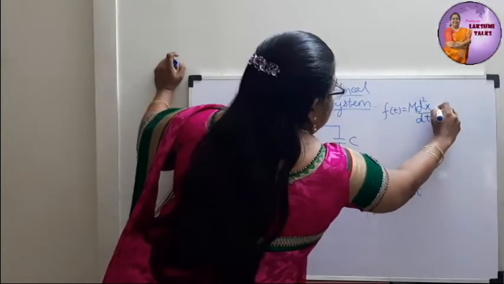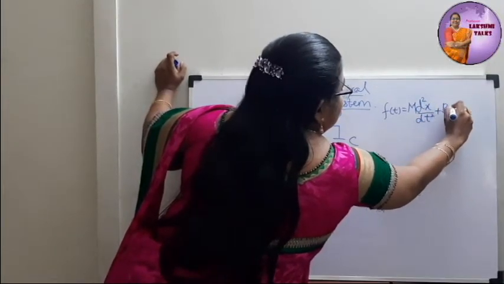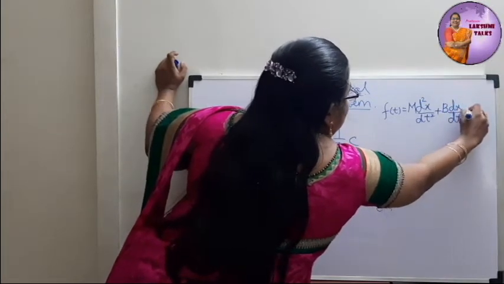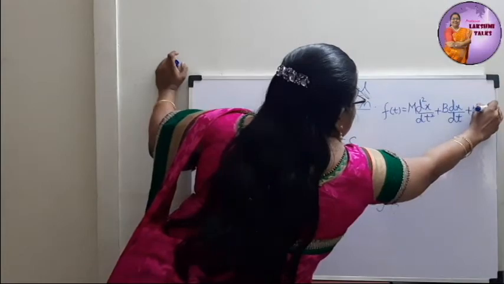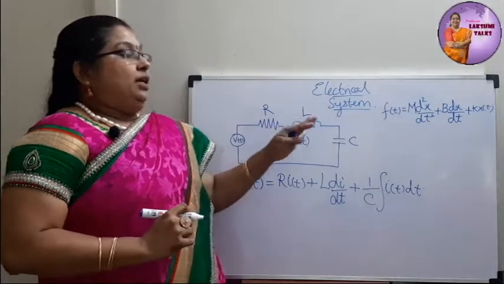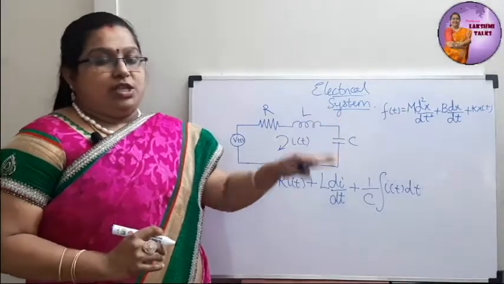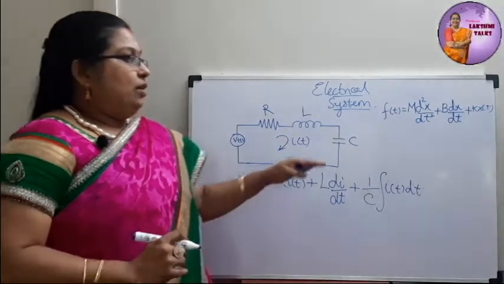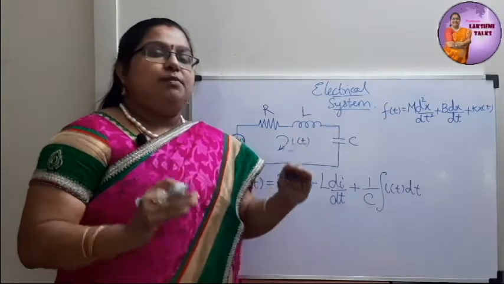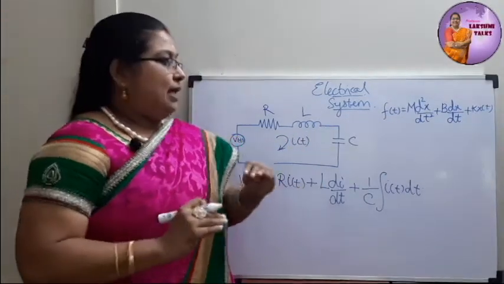See, analogous systems are nothing but systems which can be represented by similar set of equations. Here we will be seeing about force voltage analogy. Force represents the force that is applied to a simple mass spring damper system, mechanical system.